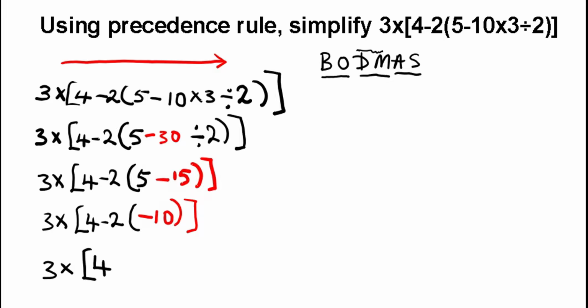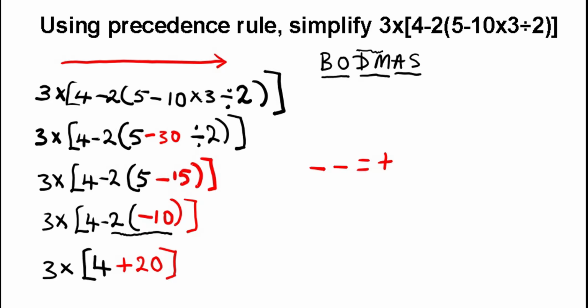Here, you're not going to have subtraction now. Negative 2 multiplied by negative 10. That is what? Multiplication. So negative 2 multiplied by negative 10, you are going to have positive 20. Reason being that when you have negative times negative, you have positive.